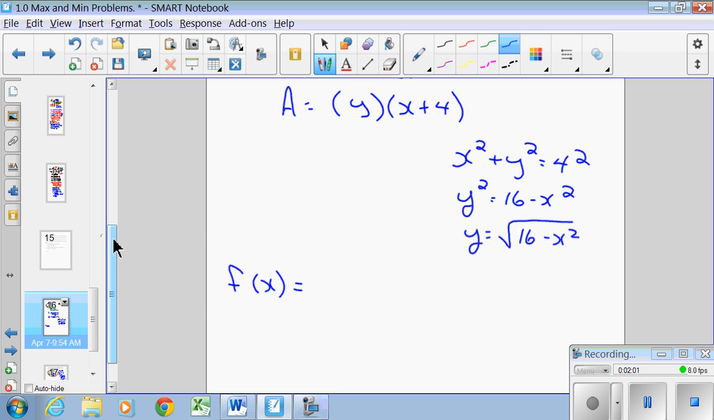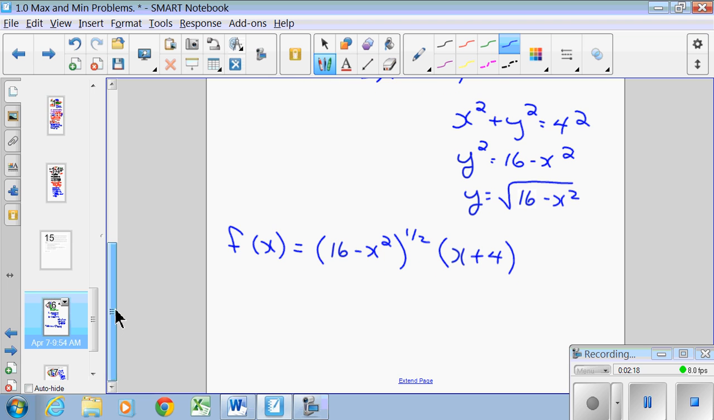So our function that we want to maximize or minimize is our y value, 16 minus x squared to the half, times x plus 4. So we don't have an option now. Like the last examples we've been working on, we said we could sometimes multiply through, sometimes we can't. Here we can't. Here this has to be the product rule with the chain rule involved. So I'm going to go through the derivatives of 16 minus x squared to the half and work that out as the f, and then for the g, it's x plus 4, and find those derivatives for f prime and g prime.